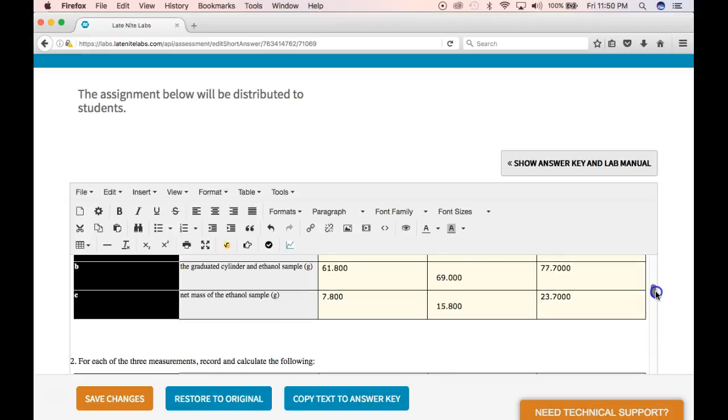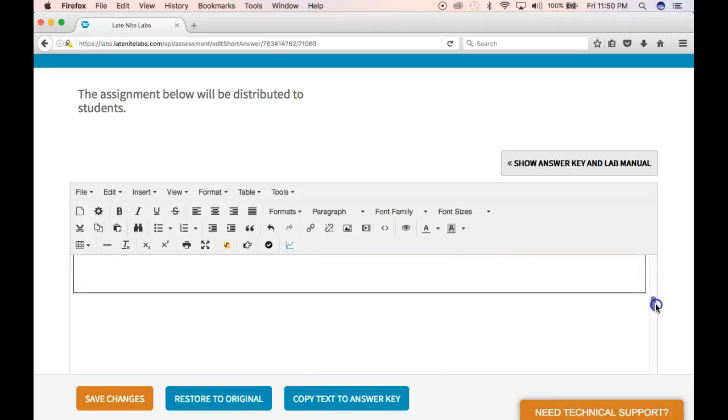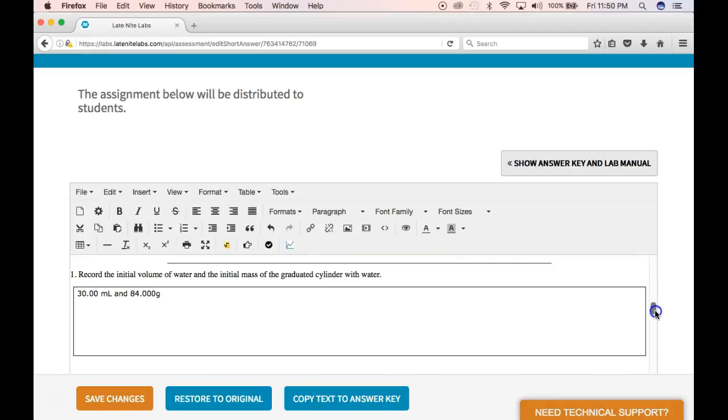So when you record that, you can see the 10 mils of ethanol, the mass is 7.8, 20 mils is 15.8, and the 30 mils of ethanol is 23.7. So when you divide the mass by volume, you should get an average of about 0.78 or 0.79. So you average this out and then write down the average density of ethanol.